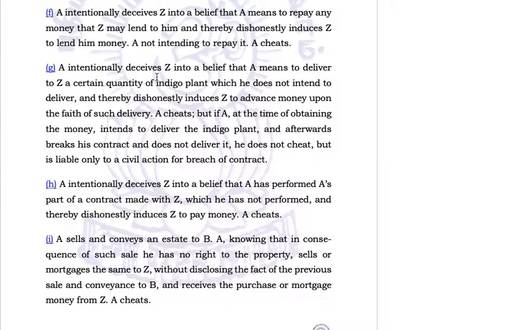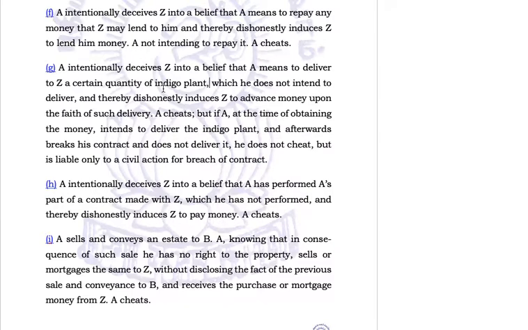A intentionally deceives Z into a belief that A means to deliver to Z a certain quantity of indigo plant which he does not intend to deliver, and thereby dishonestly induces Z to advance money upon the faith of such delivery. Now we have these things, isn't it? Someone will call you that you have won the iPhone or you have won the Jeep car, but you must pay 1 lakh rupees or you must pay 10,000 rupees in this account and then you will get this lottery, and so on. This is what this example is.